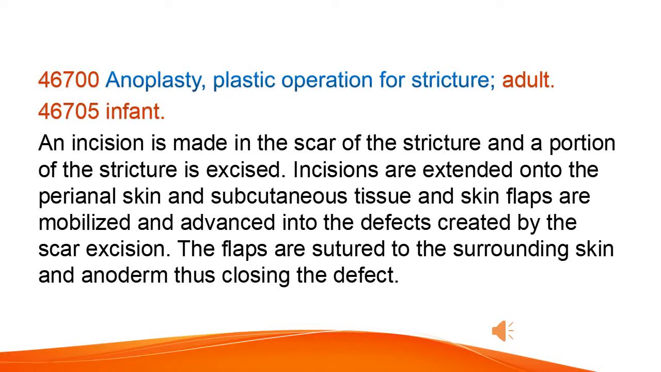Anoplasty, plastic operation for stricture, adult, infant. An incision is made in the scar of the stricture and a portion of the stricture is excised. Incisions are extended onto the perianal skin and subcutaneous tissue, and skin flaps are mobilized and advanced into the defects created by the scar excision. The flaps are sutured to the surrounding skin and anoderm, thus closing the defect.